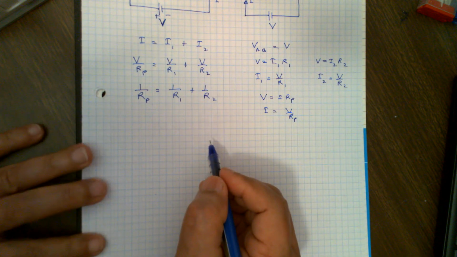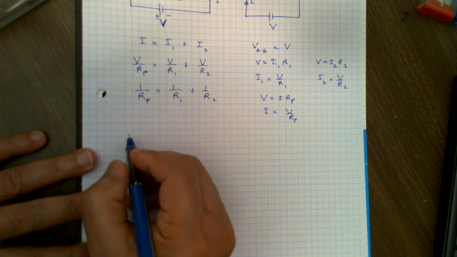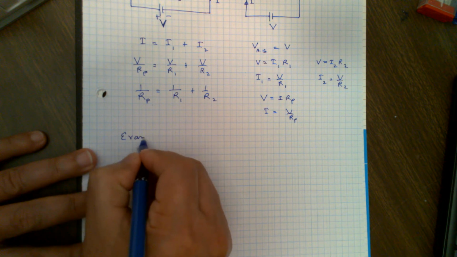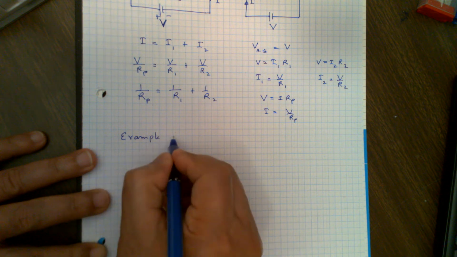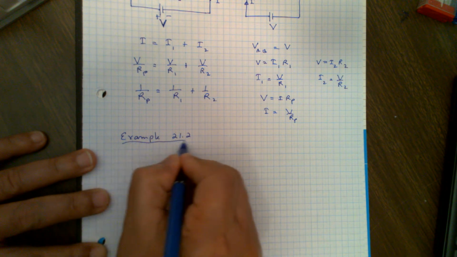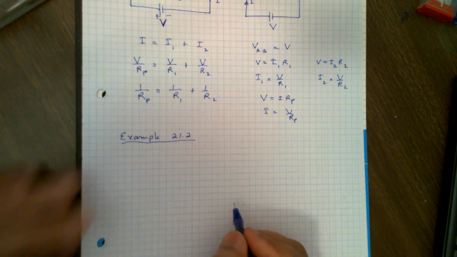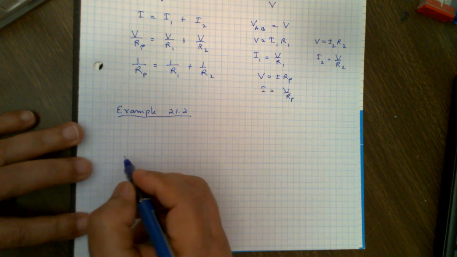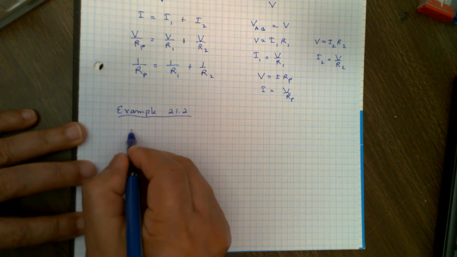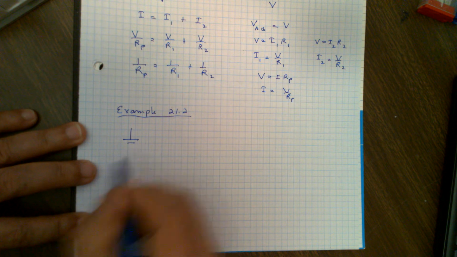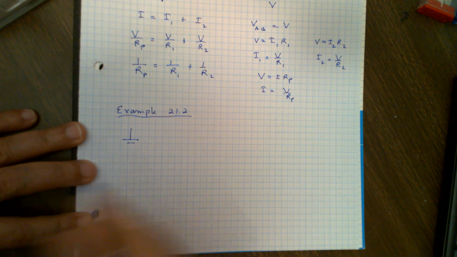Now I'm going to do an example. This example is example 21.2. In this example, what we want is the following. First of all, a circuit is given. So I'm going to draw the circuit, and if you look at the figure, it's figure 21.4.